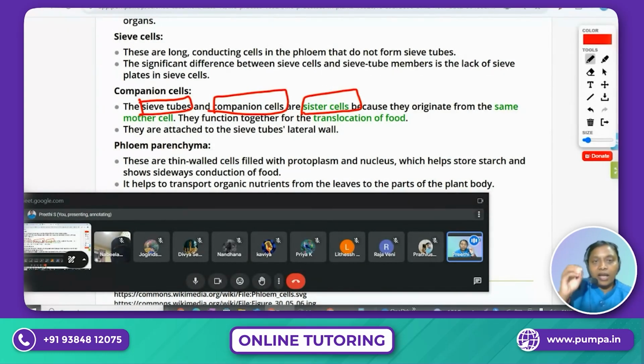Clear? So if a plant has companion cells, then compulsorily there will be sieve tubes, because of which they are called sister cells, and they have the same origin.